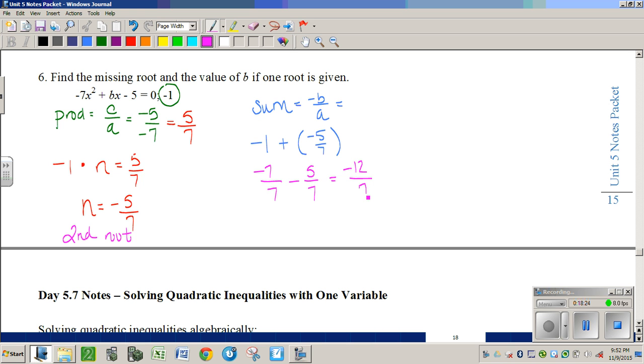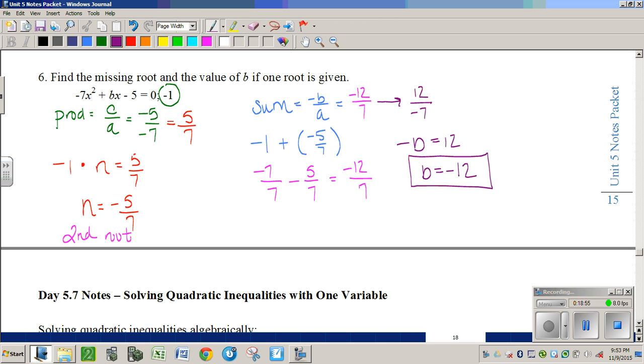Alright, so it looks like we have here negative 12/7. Now we know that the a value is negative 7, so I'm going to scoot my negative down to my denominator because I know that my a value is negative 7. That means that negative b is equal to 12, so therefore b would be equal to negative 12. So that missing value is going to be negative 12.